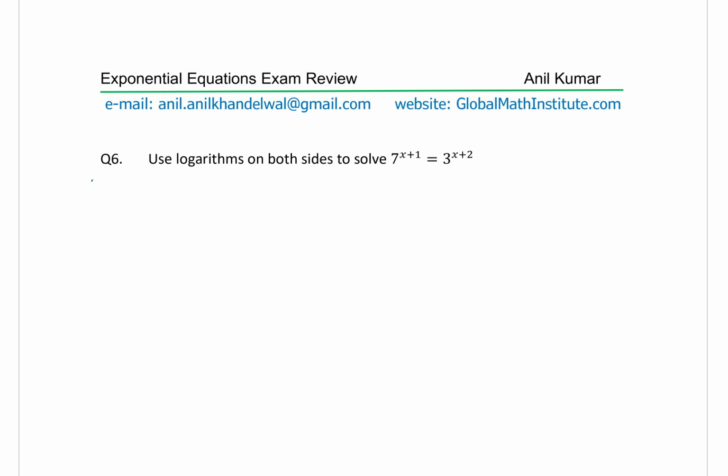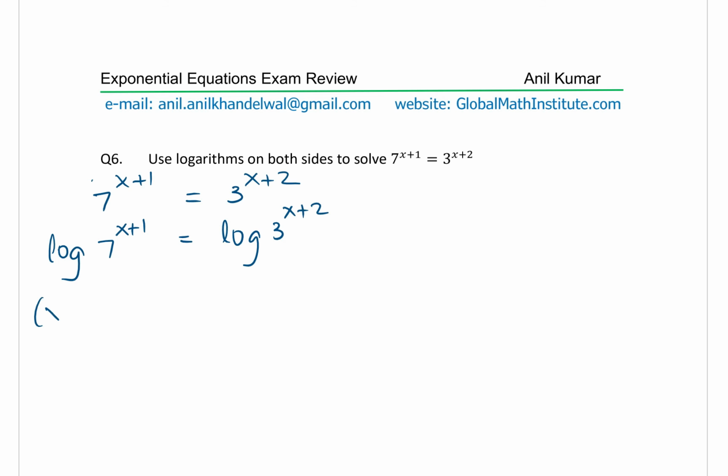Since we have exponents on both the sides, we need to take log on both the sides, correct? Even otherwise, you take log on both the sides. We have 7 to the power of x plus 1 equals 3 to the power of x plus 2. Taking log, we get log of 7 to the power of x plus 1 equals log of 3 to the power of x plus 2. Now using the properties of log, we get x plus 1 log 7 equals x plus 2 log 3, correct?